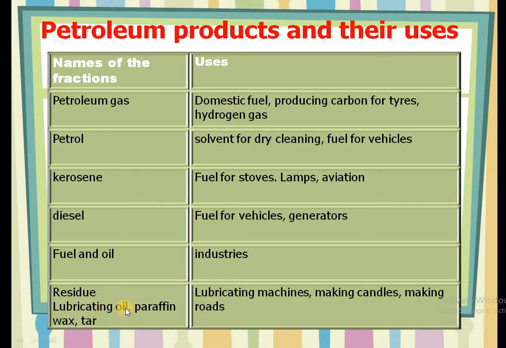Residues like lubricating oil, paraffin wax, and tar also have important uses, like lubricating machines or giving them grease for smooth movement, making candles, making roads, etc.